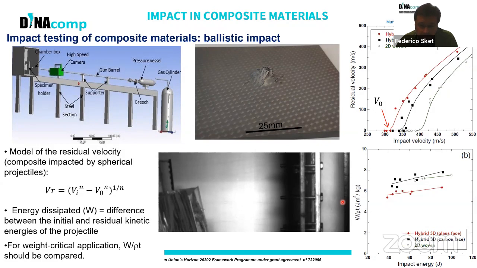And again, for weight critical applications, it is common to compare the dissipated energy related to the areal density instead of only the laminate thickness. And in this plot, we have the dissipated energy related to the areal density as a function of the impact energy for different materials with different architectures, like a 2D woven, a hybrid 3D material impacted from the carbon face or from the glass face.